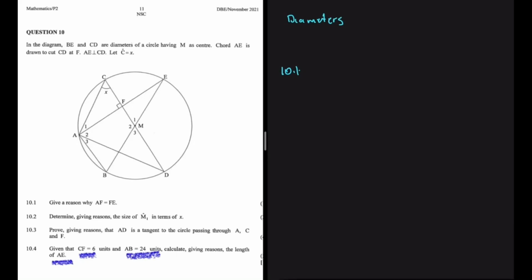And then of a circle having M as center, so I have center. Why am I interested in center? I know that the angle at the center is twice the angle at the circumference, right? And then chord AE, so I also have chord. And what else do I also have? I have two lines that are perpendicular to each other, right?